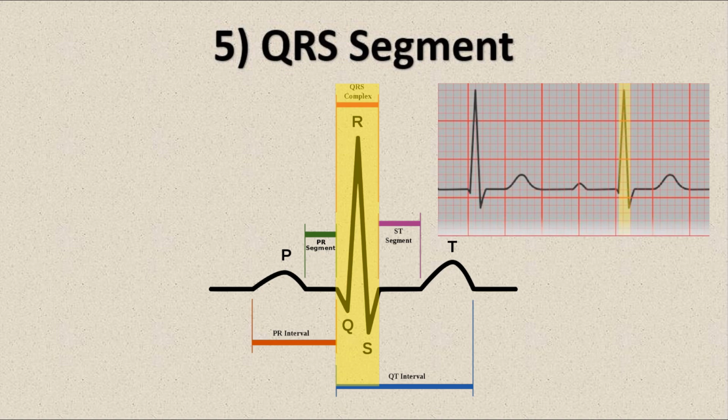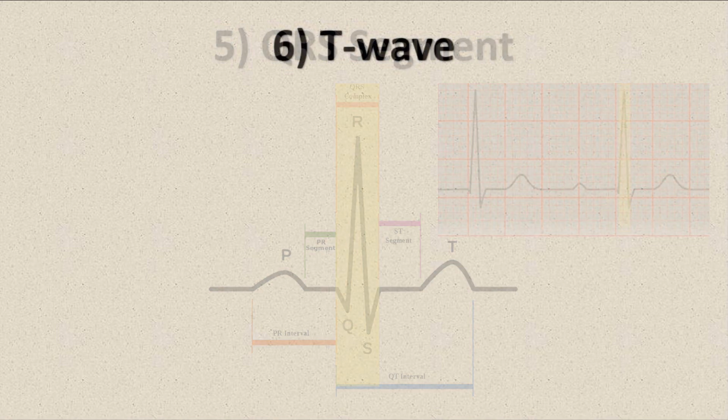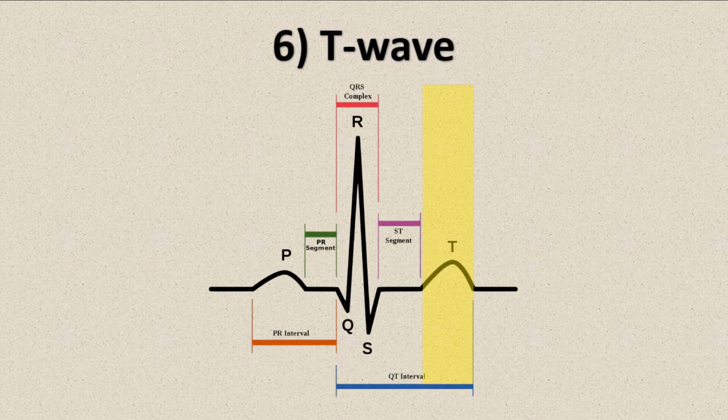Now, depending on which lead you're looking at, the direction of the deflections may be different, but for the purposes of this teaching, we will assume that we are observing lead 2. In the sixth step, we will observe the T wave. The T wave represents ventricular repolarization, or recovery, and this should be positively deflected in lead 2 and should come immediately after the QRS segment.